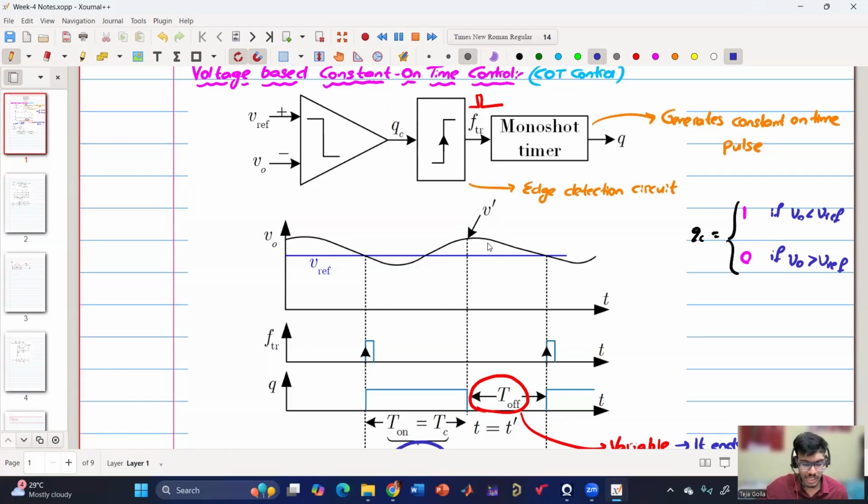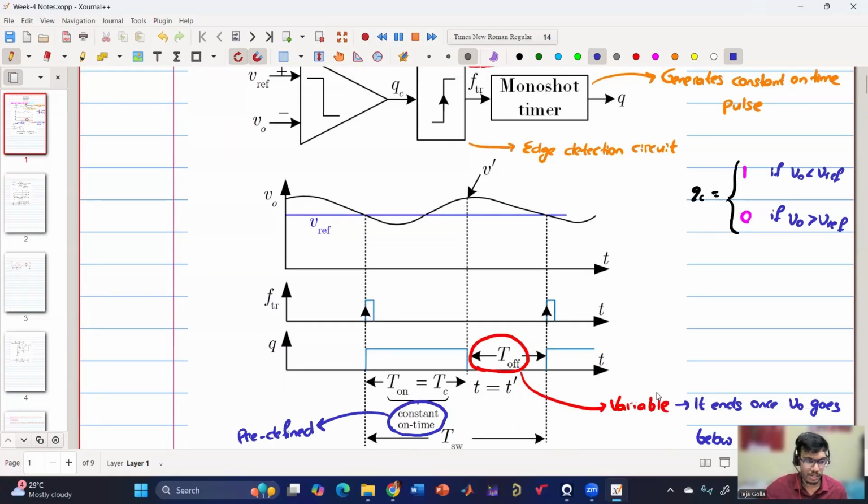Say during a load step up transient, V naught will see a dip, right? So in that case, the off time will be different. Whenever there is a step down transient, V naught will see an overshoot, so at that time it is different again. So the off time will be variable depending upon the situation, for both step up and step down transients. T off can be zero sometimes, or T off can be maximum sometimes. It depends upon the situation.